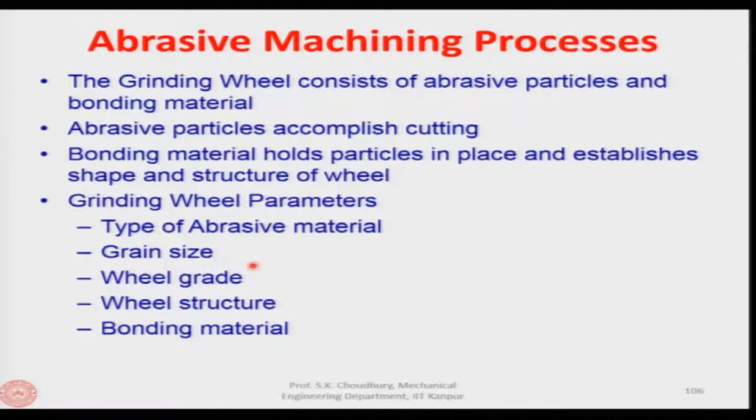Grade is the strength of the bonding material. Depending on what kind of grade we are using, we will have the grinding wheel as hard or soft. Wheel structure is the gap or void between the grains in the grinding wheel. The bonding material is either vitrified bond or shellac or resinoid or rubber or metal. Depending on that you will have the performance of the grinding wheel defined.